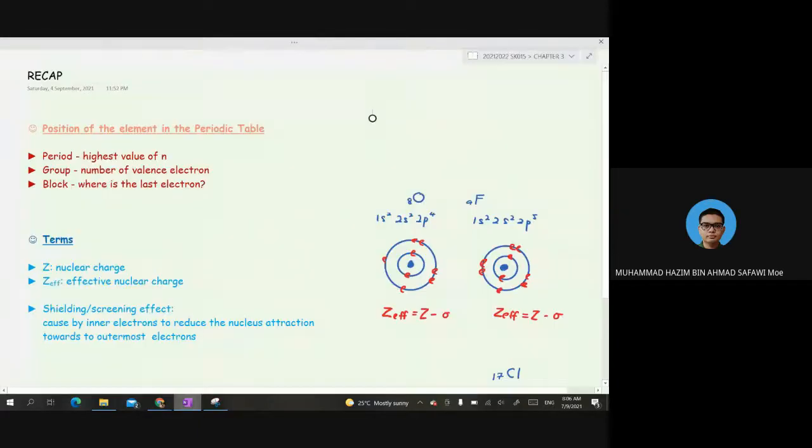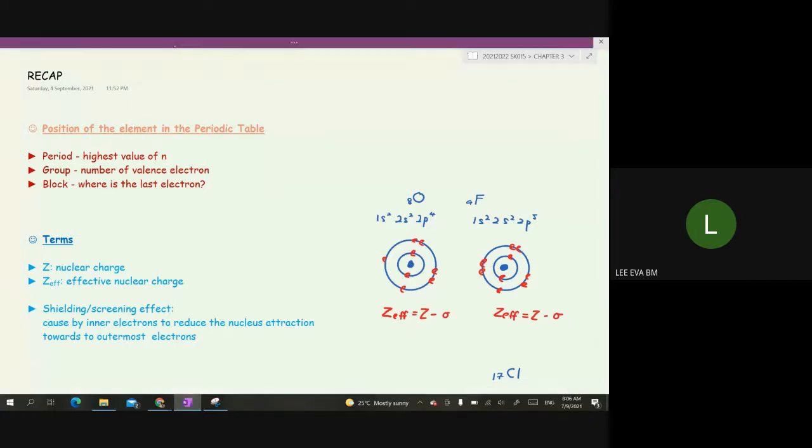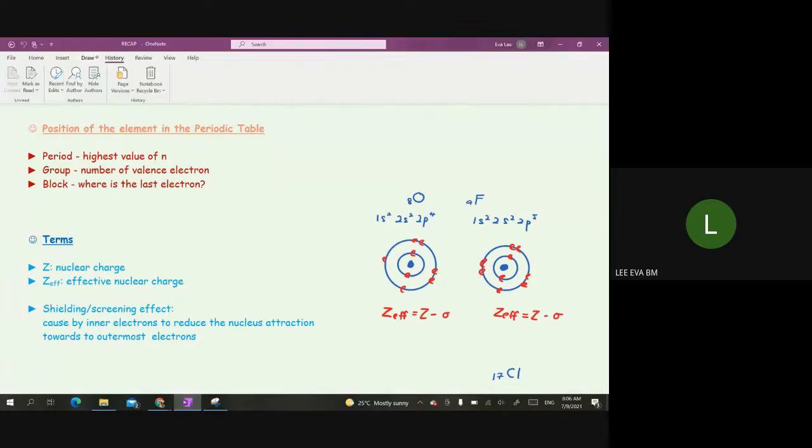Okay, so in 3.1, we have learned about the position. So when the questions ask about positions, remember three main things. You need to identify the period, okay? You need to identify the group as well as the block.